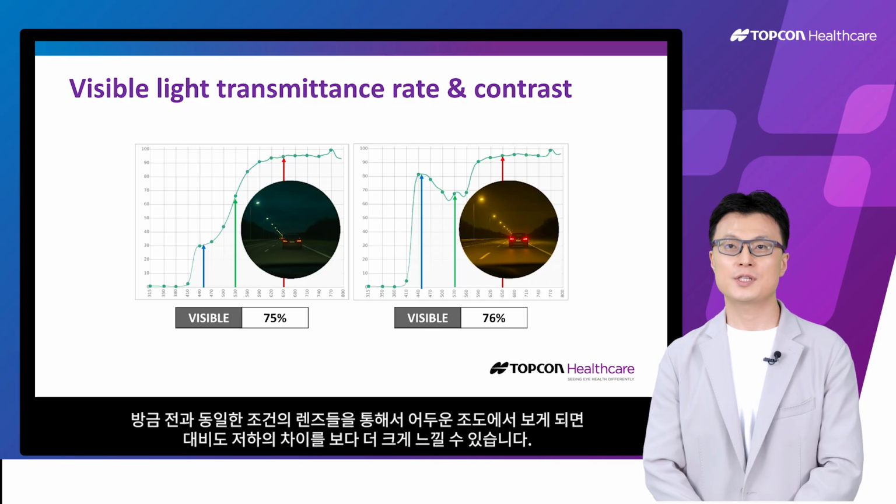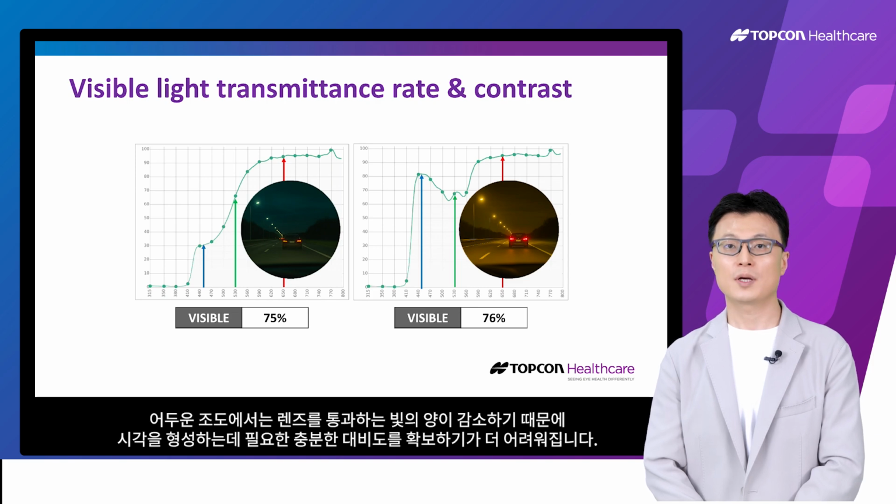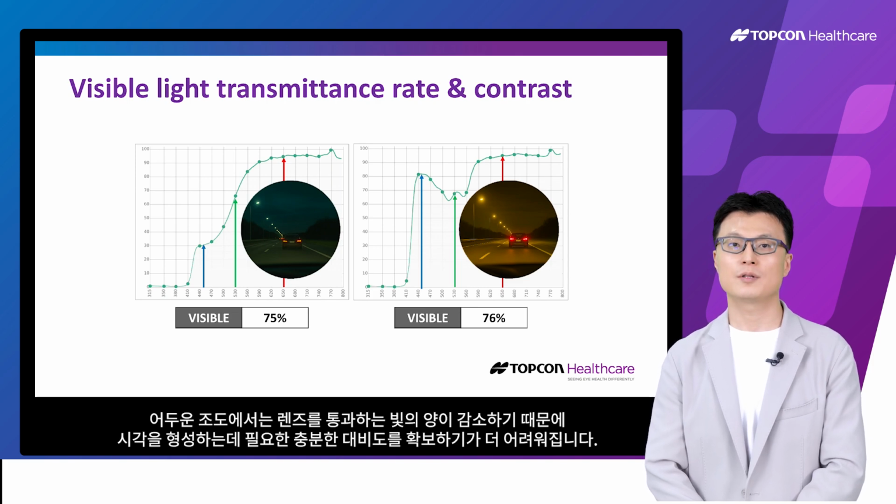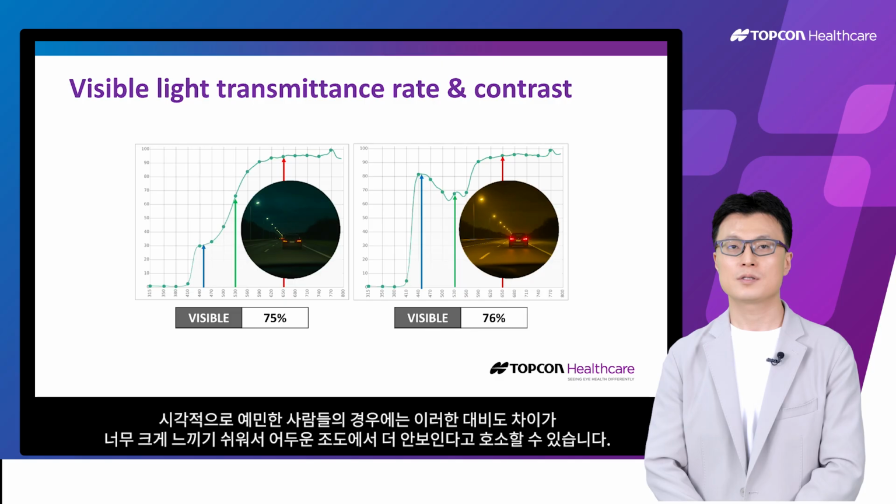If you look through the same lenses in a darker environment, you will notice the drop in contrast even more. Because less light is coming through the lens under low light, it's harder to maintain enough contrast for clear vision. So, people who are especially sensitive might feel this difference even more strongly and may complain that they can't see well in dim conditions.